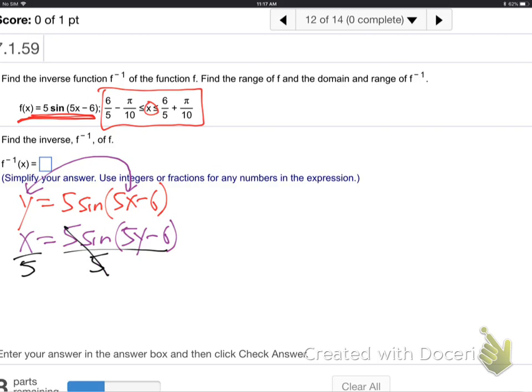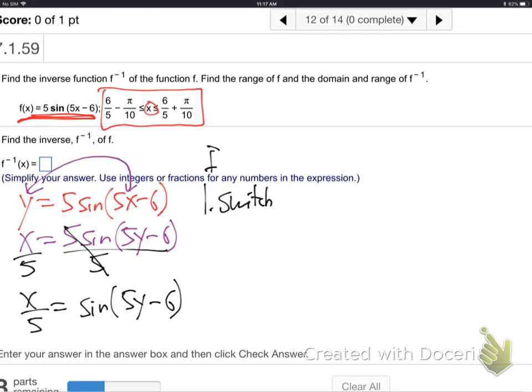So we're trying to get the y alone. Our plan is to get the y alone. And so where does that leave us? x over 5 is sine of 5y minus 6. So the two steps again. Step number 1, switch to find an inverse. Switch x and y, which is what I did right there. And step 2, solve for y.